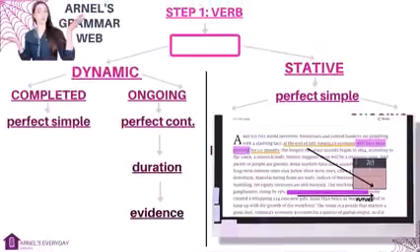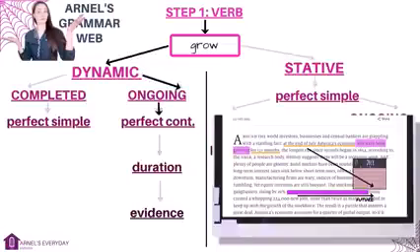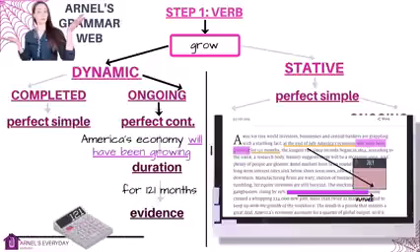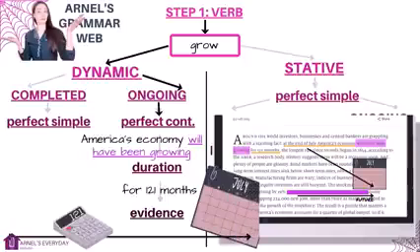Let's try this again with this sentence. Grow. Grow, dynamic. Ongoing. Duration, 121 months. Evidence? Well, whoever wrote this article just needs to calculate from the starting point to the end of July and count how many months there are.